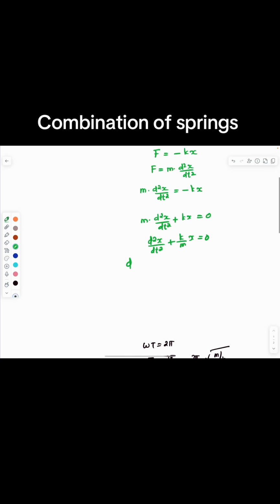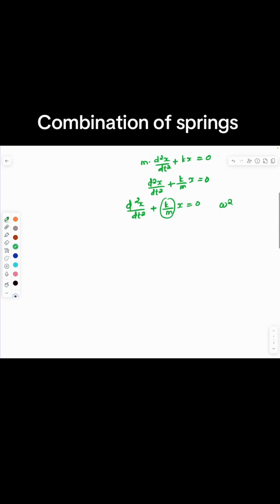Again we can rewrite this as d square x over dt square plus k over m x equals 0. K over m is omega square. So d square x over dt square plus omega square x equals 0. So what is omega here now? Square root of k over m.